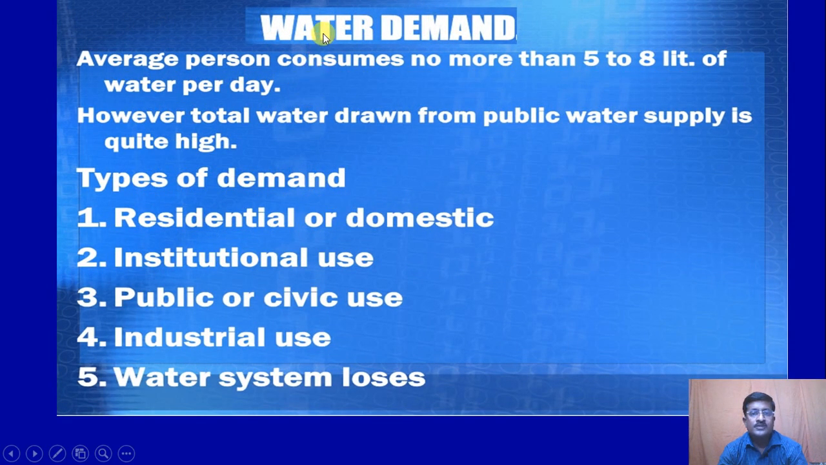Again, we'll move to what is water demand. An average person consumes no more than 5 to 8 liters of water per day. However, the total water drawn from public water supply is quite high. Now, types of demand. First one, residential or domestic. Second, institutional use. Third, public or civic use. Fourth, industrial use. And fifth one, water system losses.